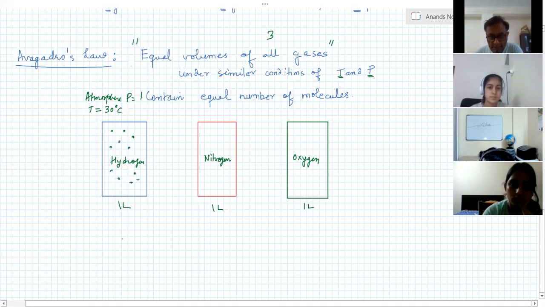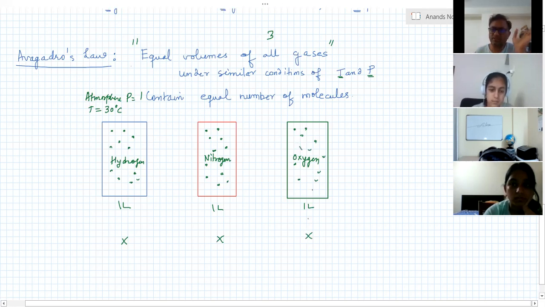You get some number X here. Count all these fellows: 1, 2, 3, 4, 5, 6, X. Like that, you count these fellows. That also will be X. And you count this fellow. This also will be X. That means the gases may be different.